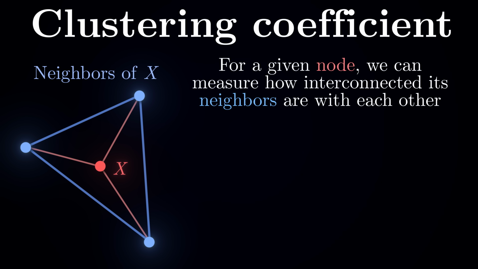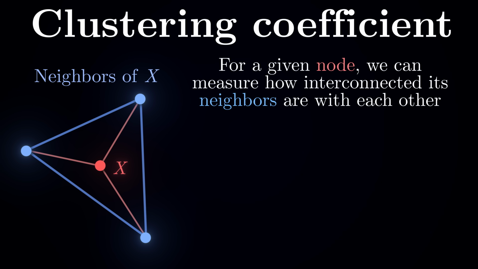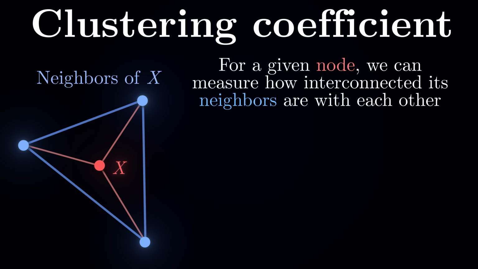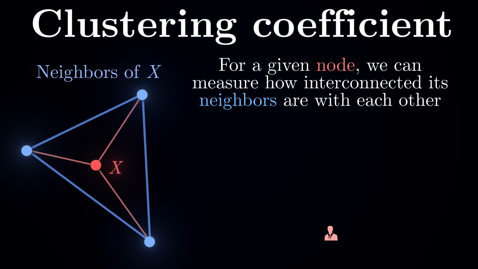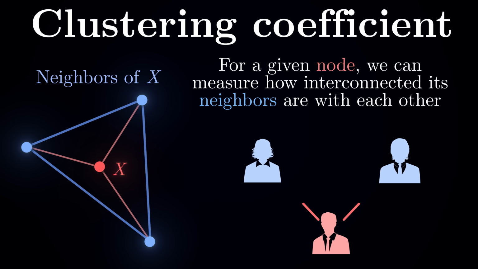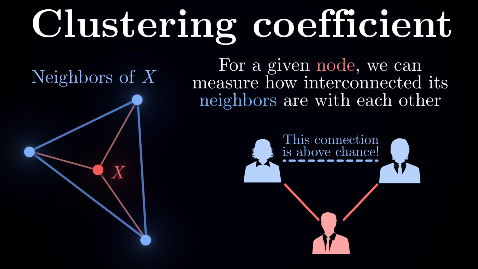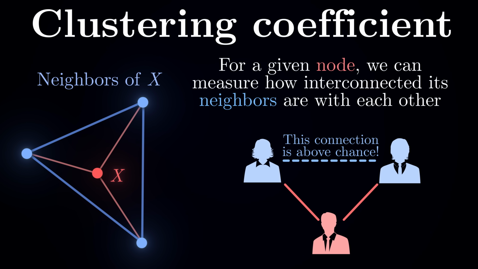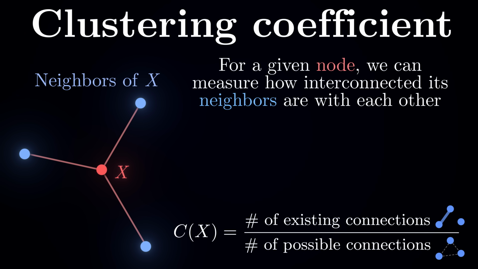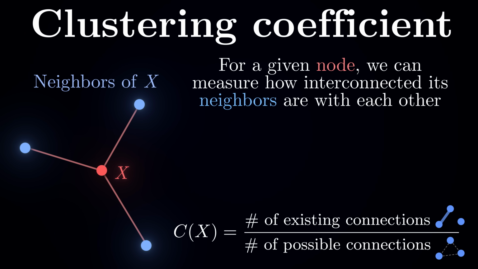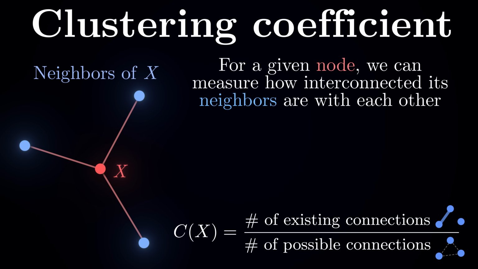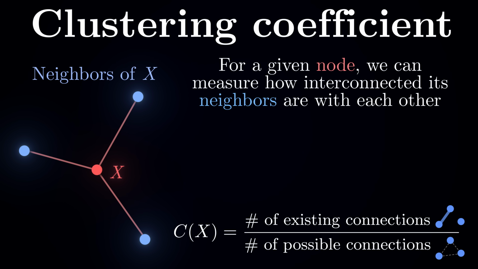In networks with high clustering, we expect these neighbors to share many connections among themselves. Think of human social interactions. If you have two friends, chances are they're also friends with each other through things like work or school. To quantify this mathematically, we can compute the ratio of actual connections between all the neighbors of X and the total number of possible connections between them.